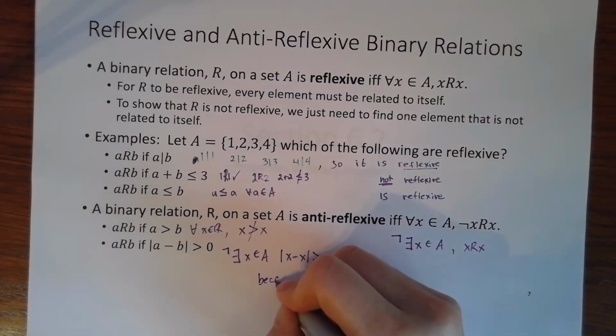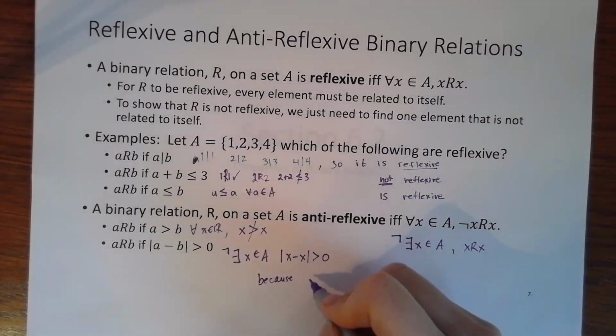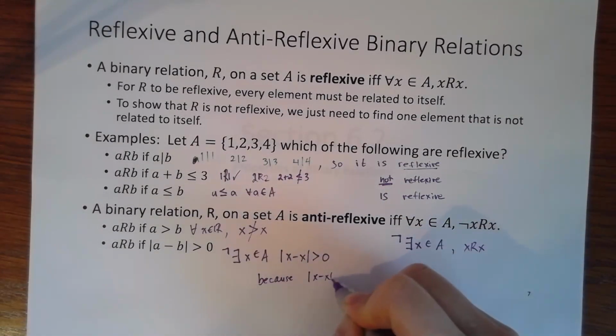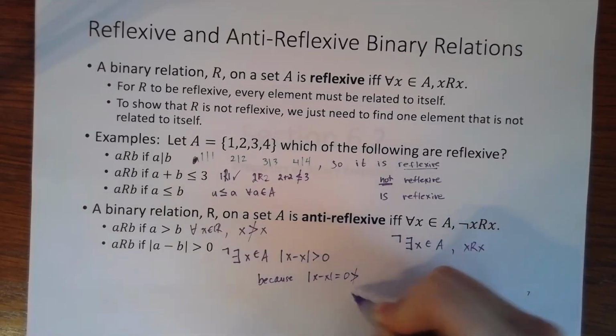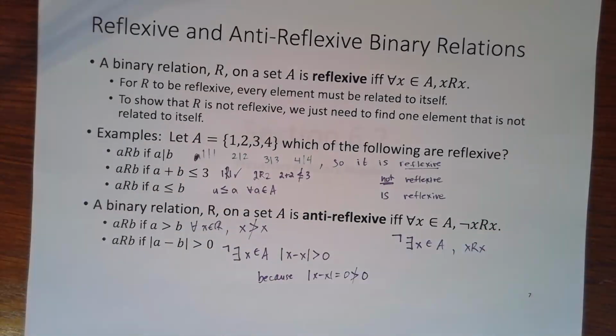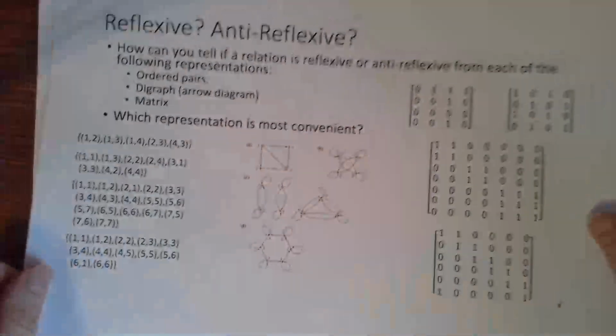And that's because the absolute value of x minus x equals 0, and that's never going to be greater than 0. So both of these are examples of anti-reflexive relations.